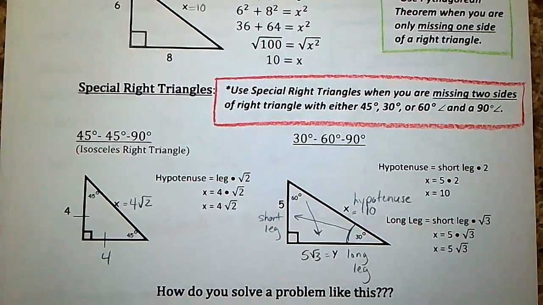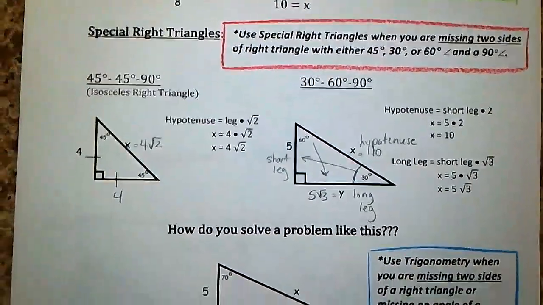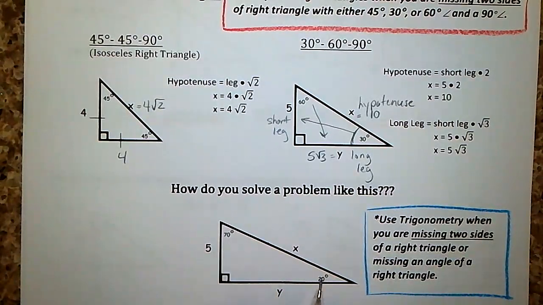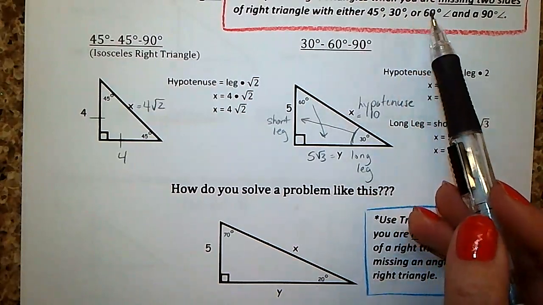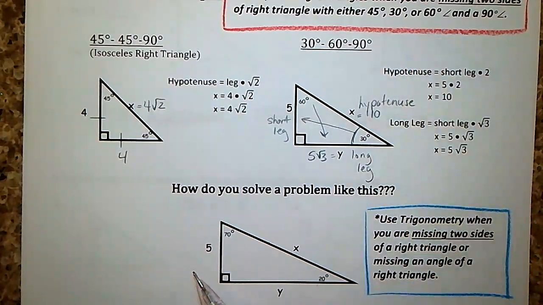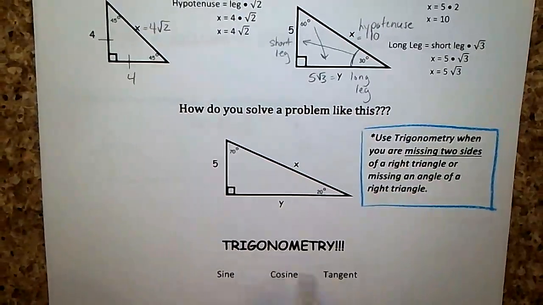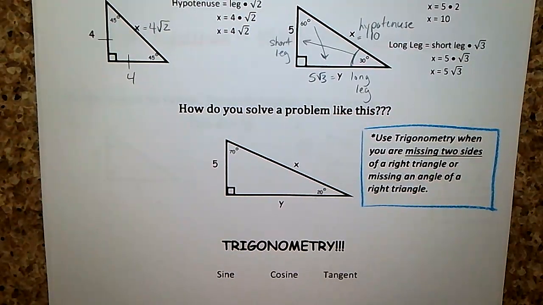Okay, but how do we solve a problem that looks like this? How are we going to solve one that looks like this? When you have two angles, or even just one angle, but neither one of them is 45, 30, or 60. You have two missing sides, so you can't use the Pythagorean Theorem either. This is when we're going to use trigonometry. So trigonometry is going to be our lesson today. We're going to get started.